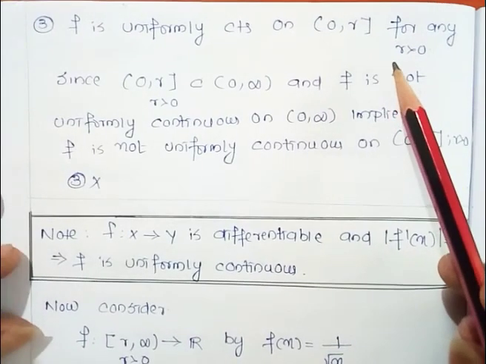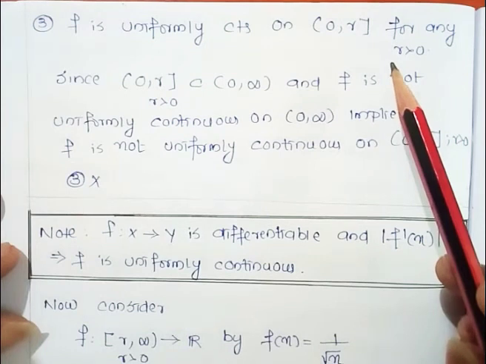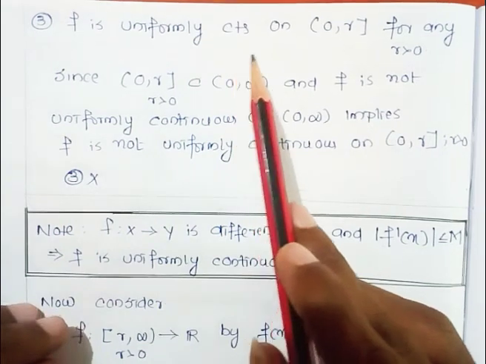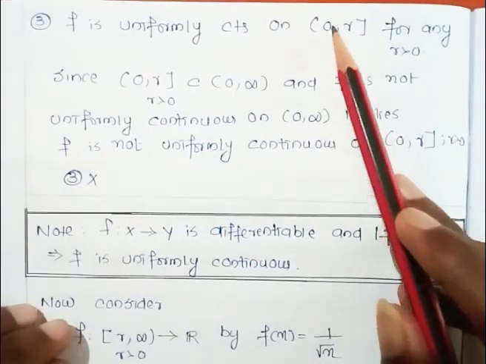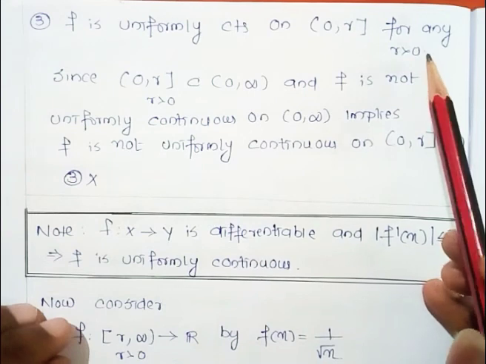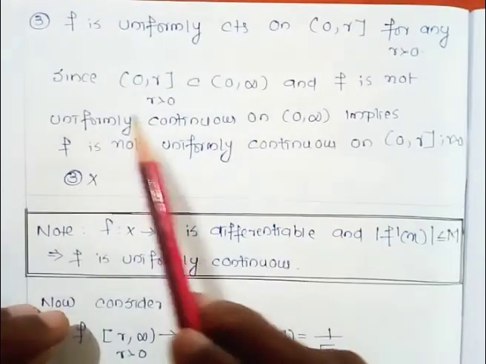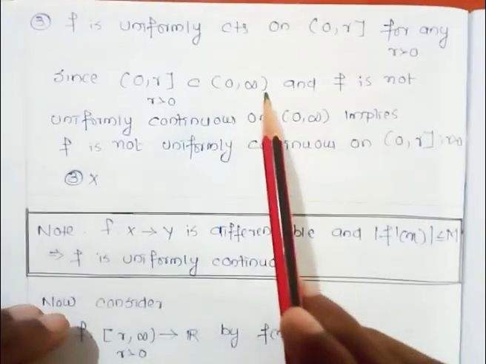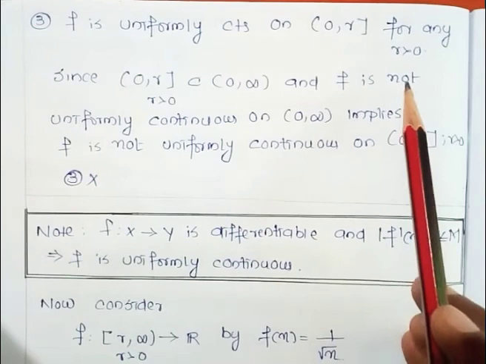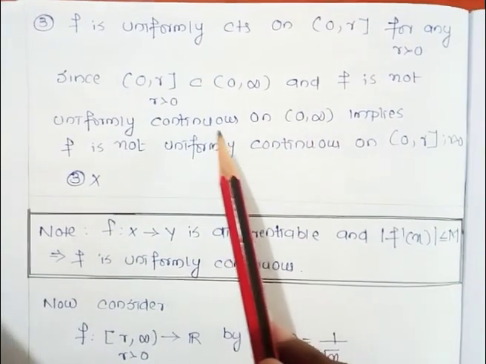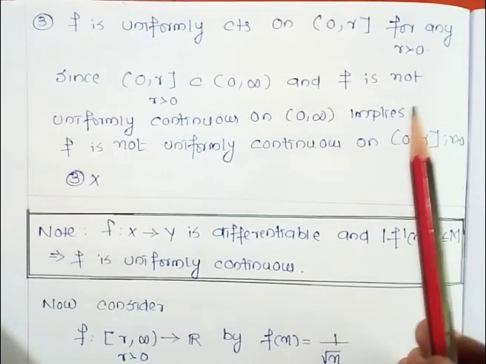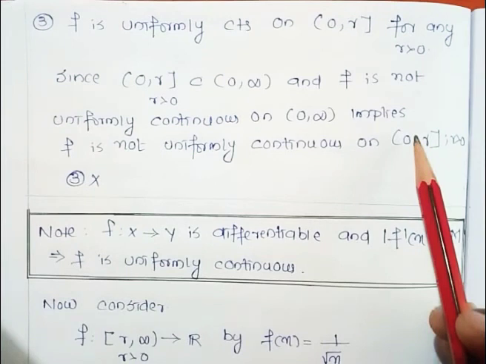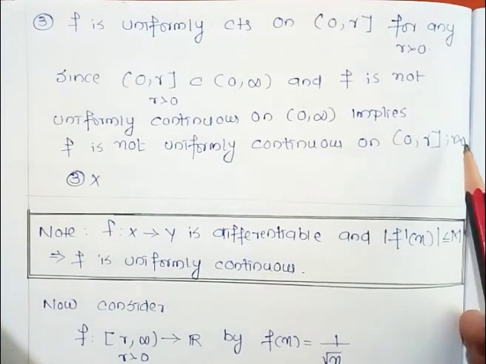Now we are going to our third option, which is: f is uniformly continuous on the interval (0, R] for any R greater than 0. Now, this interval is a subset of the open interval (0, infinity), and we are given that f is not uniformly continuous on (0, infinity), which implies that f is not uniformly continuous on (0, R] such that R greater than 0.